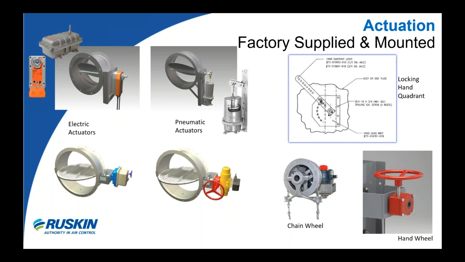As you can see from the screen, Ruskin industrial dampers can be operated by use of both commercial and industrial actuators, both pneumatic and electric. For installations which require manual operation only, the basic locking hand quadrant or worm gear with hand wheel are available. And worm gear operators with chain wheels are also available for those remote installations where access to the actual damper isn't really possible.